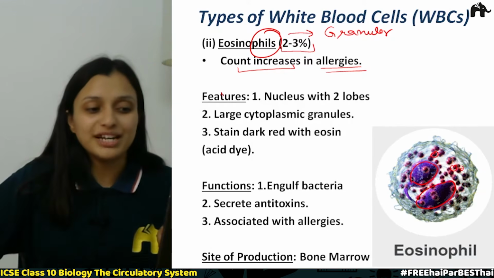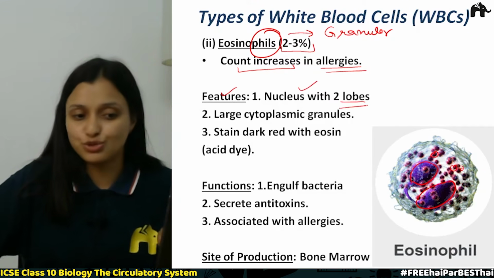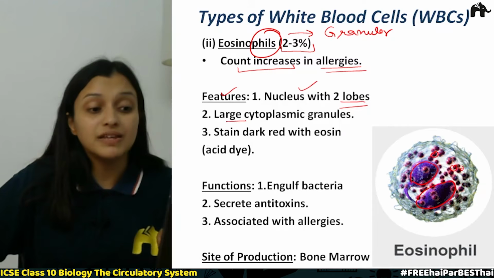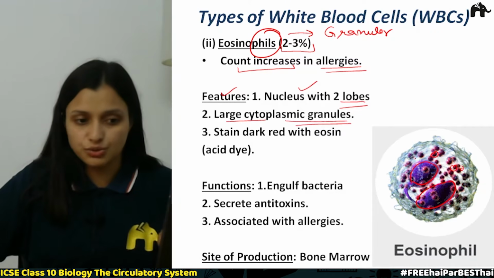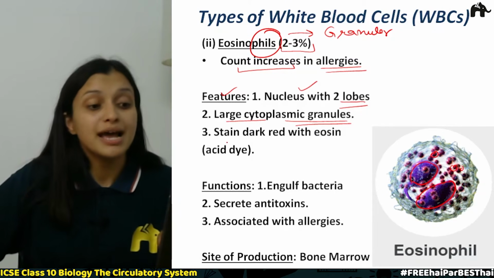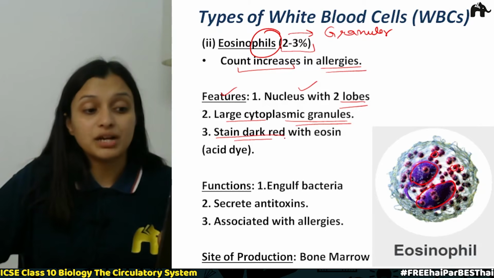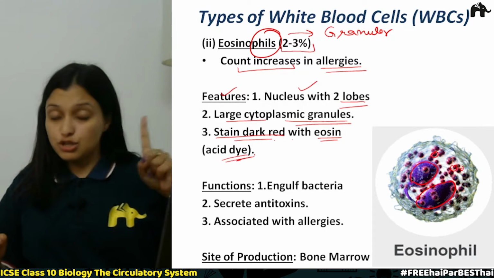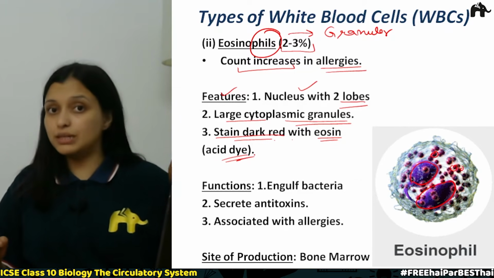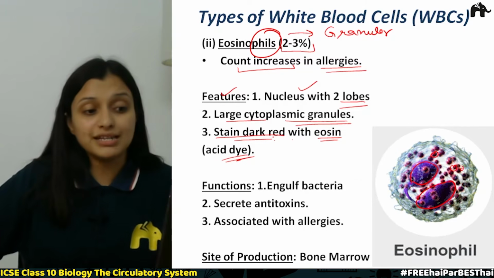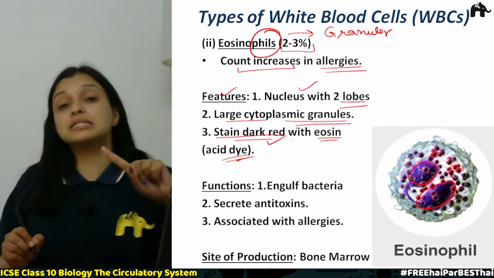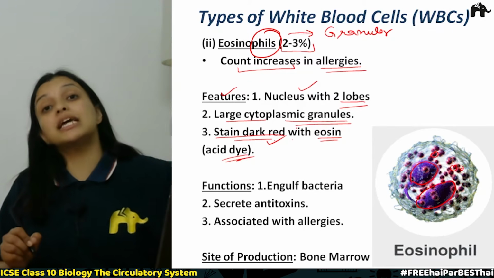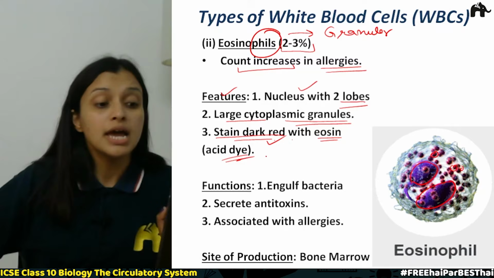Now what are the features? The nucleus has 2 lobes, as we can see. There are large cytoplasmic granules, as we can see in the picture. They are stained dark red with eosin, an acidic dye. Neutrophils, as the name suggests, were stained with the neutral dye. But in case of eosinophils, they are stained with eosin, which is an acidic dye. Okay, now the functions.